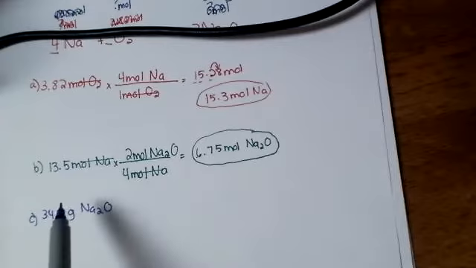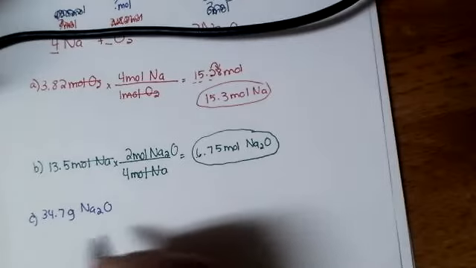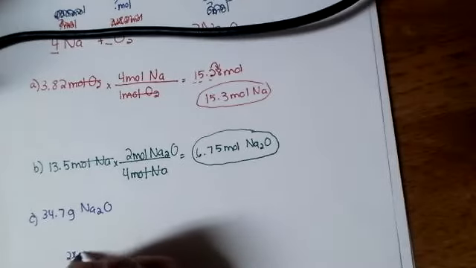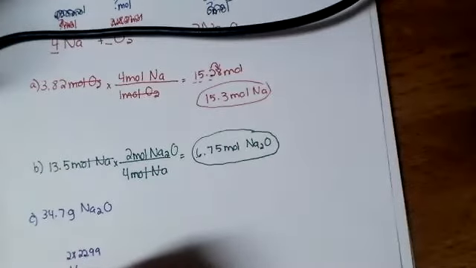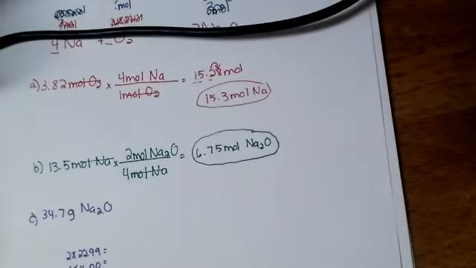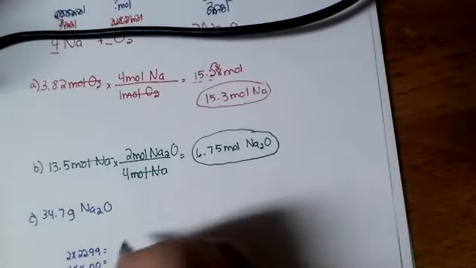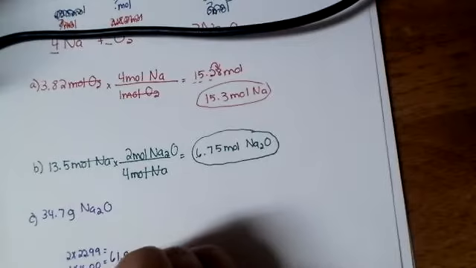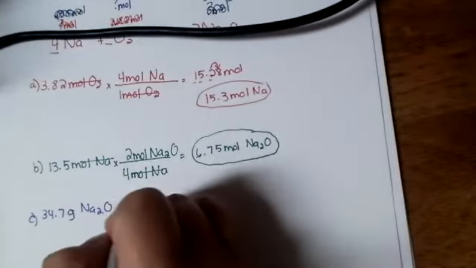How do I convert grams to moles? Molar mass. So down here, just off to the side, I've got 2 sodiums, 2 times 22.99, and 1 oxygen. When I put that in my calculator, 22.99 times 2 plus 16, I get 61.98 grams per mole.